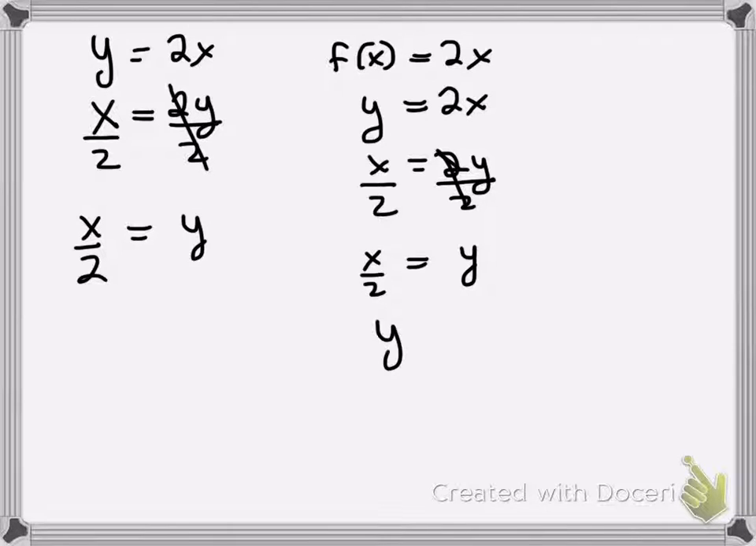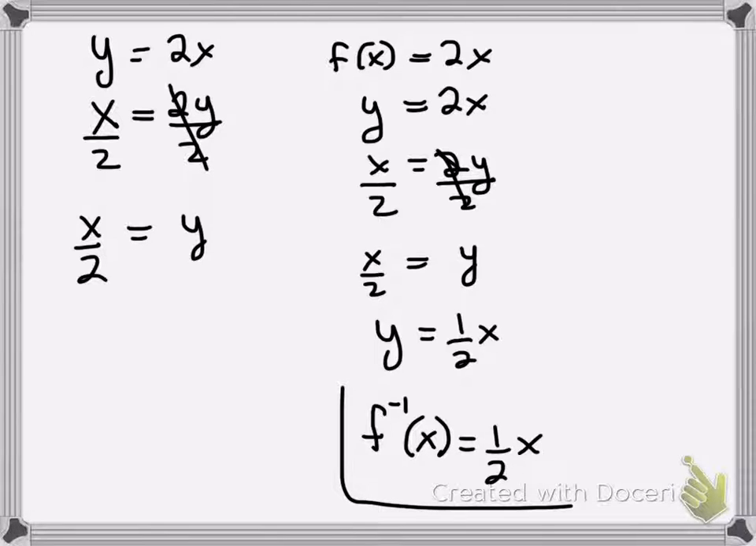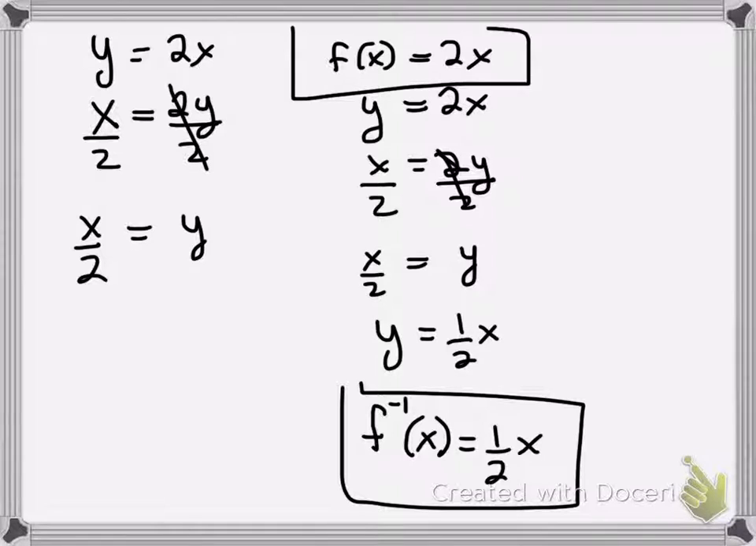I'm going to turn it around. y equals 1/2 x. But to show that it's an inverse, you write f, the inverse function. It looks like an f with a -1 up high, of x is equal to 1/2 x. Okay, do you understand this symbolism?